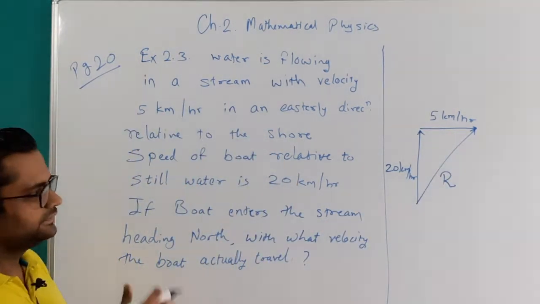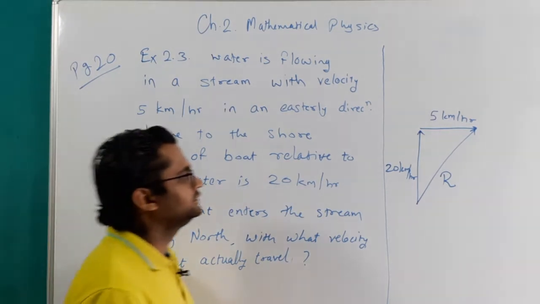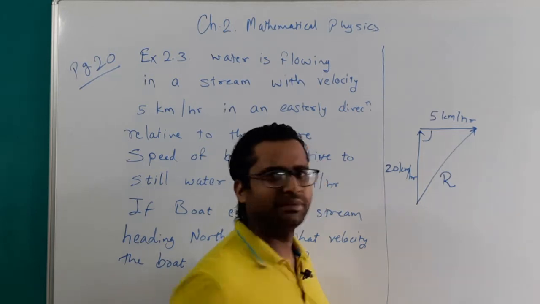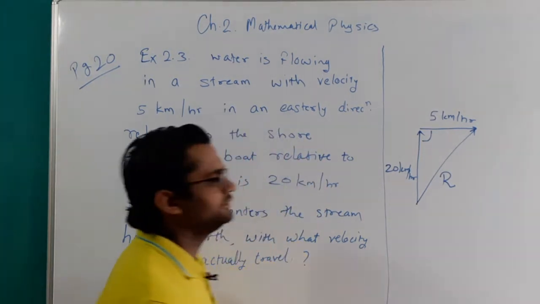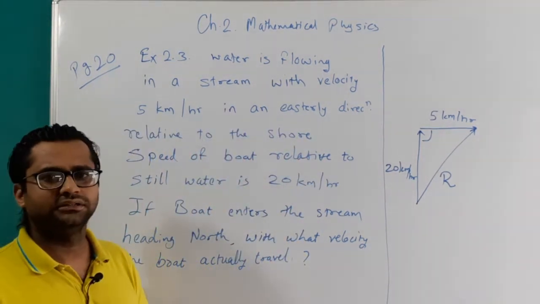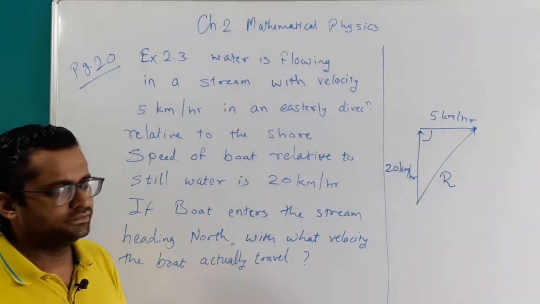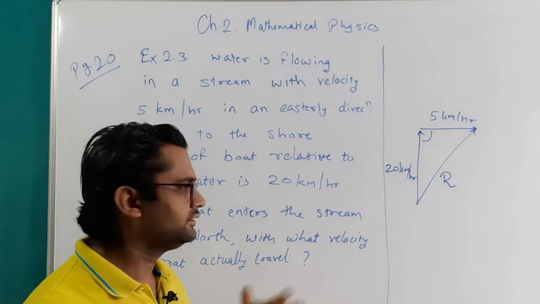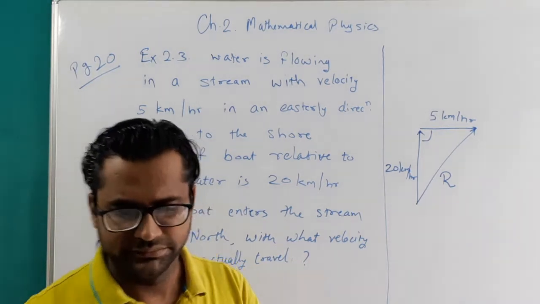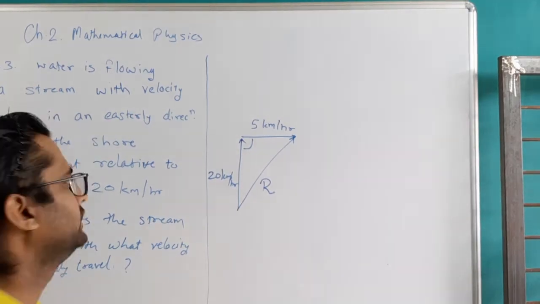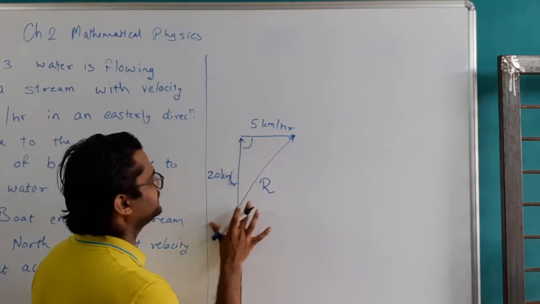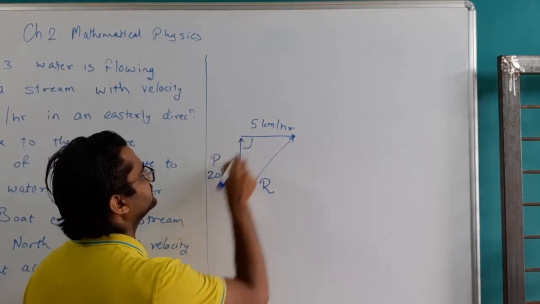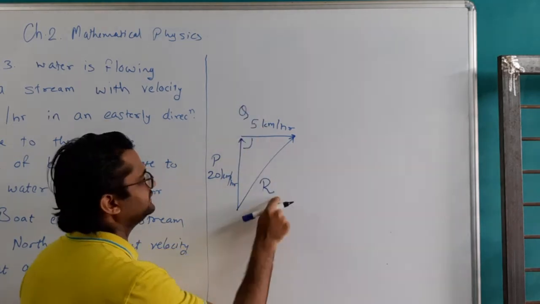So how will we solve this? If you look at this diagram, it is a right angle triangle, so we can directly use the Pythagoras theorem here, or we can use the law of parallelogram of vector. We will follow the parallelogram law or triangle law of vector. Since in this diagram the angle is 90 degrees, let us say this is our p vector, this is our q vector, and this is our resultant r.